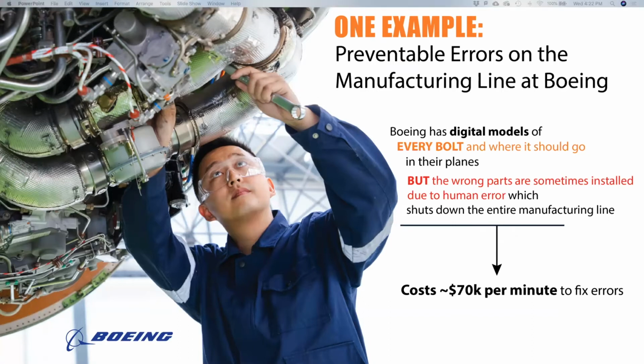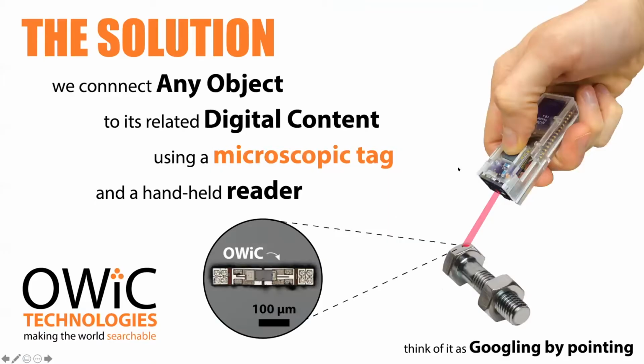So what they'd love to have is some simple way for an engineer to look at every bolt, every part, and just know immediately where it should be installed, what it is, and have some sort of digital record verifying that. So what's the solution that we're working on at OWiC Technologies? Basically, our idea is to connect any object you have to its related digital content, but use a microscopic tag and a handheld reader to do it. You can imagine putting one of our devices, called an OWiC, on any object, pointing at it with this little reader, and pulling up digital content to a smartphone, a tablet, or eventually even something like smart glasses. This is basically Googling by pointing. You have some laser pointer, you point at the object, and you get that digital content.